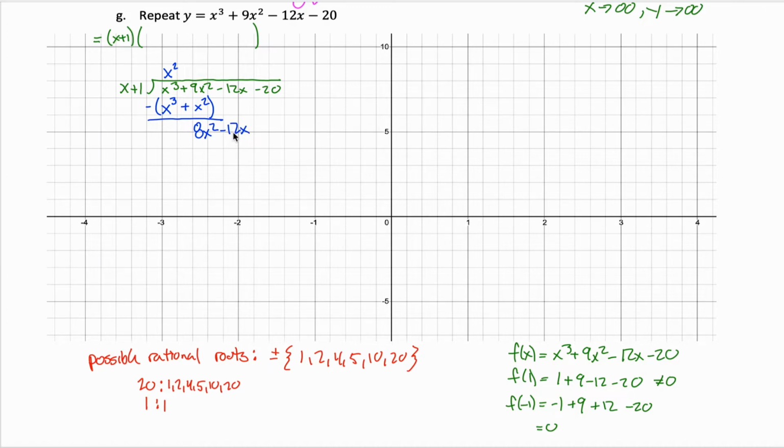It's the exact same steps, except now I'm trying to get rid of this 8x squared, so I'm going to toss an 8x up here. Why 8x? Because 8x times x plus 1 gives me 8x squared plus 8x, and now when I subtract, this 8x squared goes away. Be a little bit careful over here.